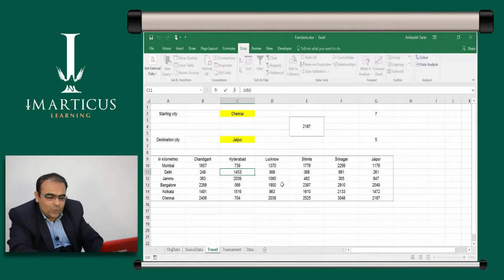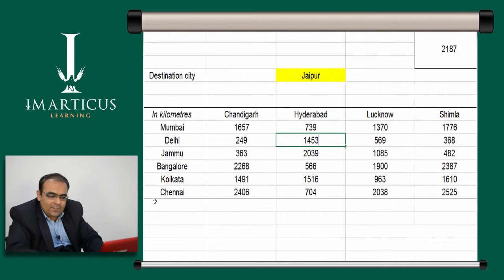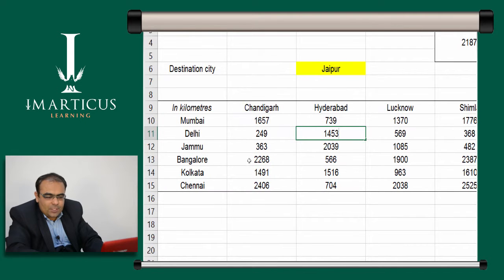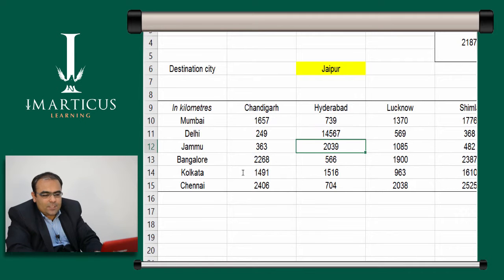Then F2, function 2. The top row on the keyboard has your F1, F2 and so on. F2 will actually let me edit. The good part about F2 is the cursor goes to the extreme end of the value in that cell, so I can simply do a backspace and then make my changes.